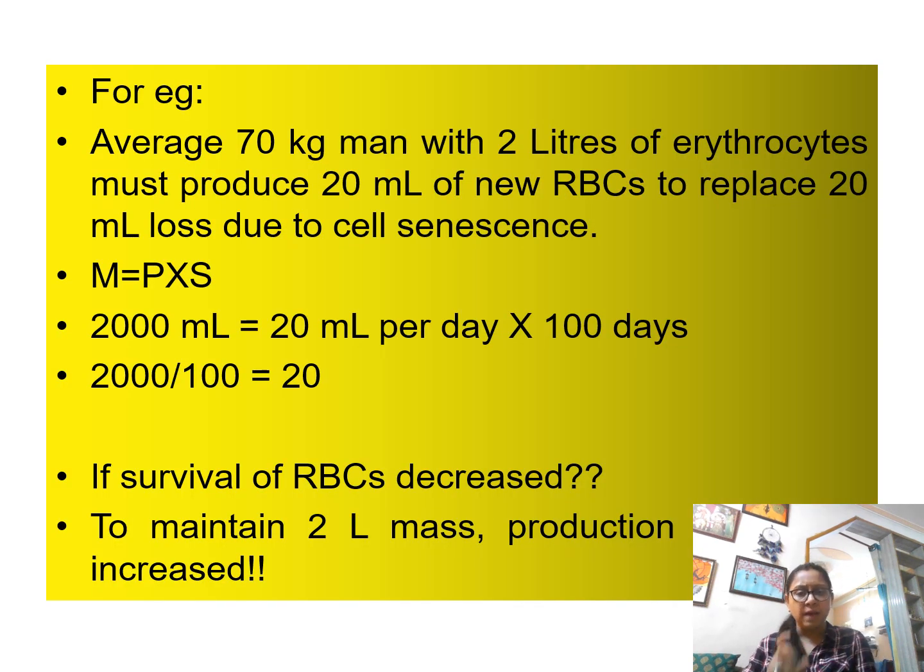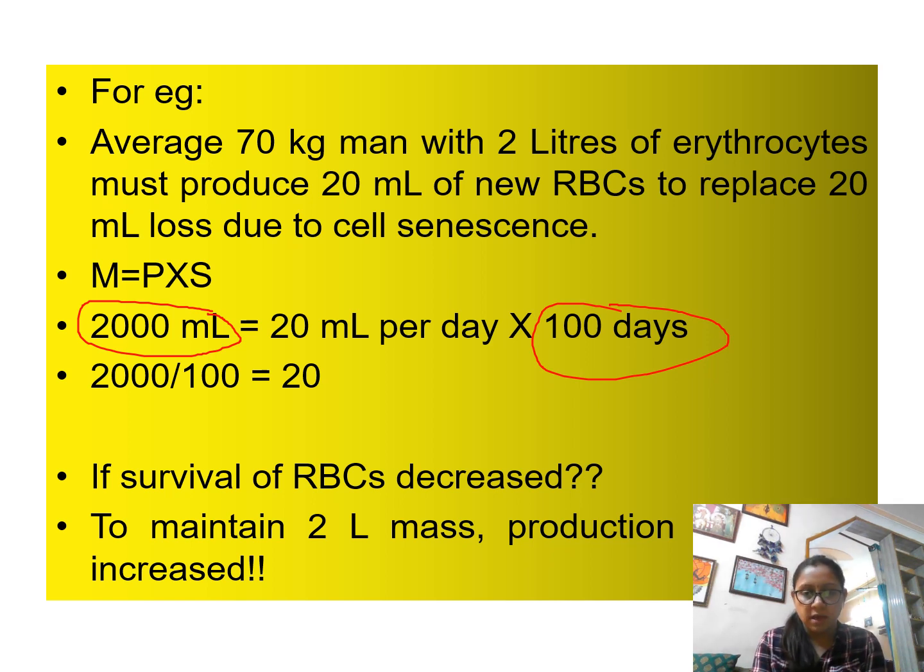Take an example: a 70 kg man with 2 liters of erythrocyte mass. In the formula, M is 2 liters, that is 2000 milliliters, and RBC survival we take as 100 days. To maintain an erythrocyte mass of 2 liters with a survival of 100 days, 20 milliliters of RBC should be produced per day to maintain this ratio.